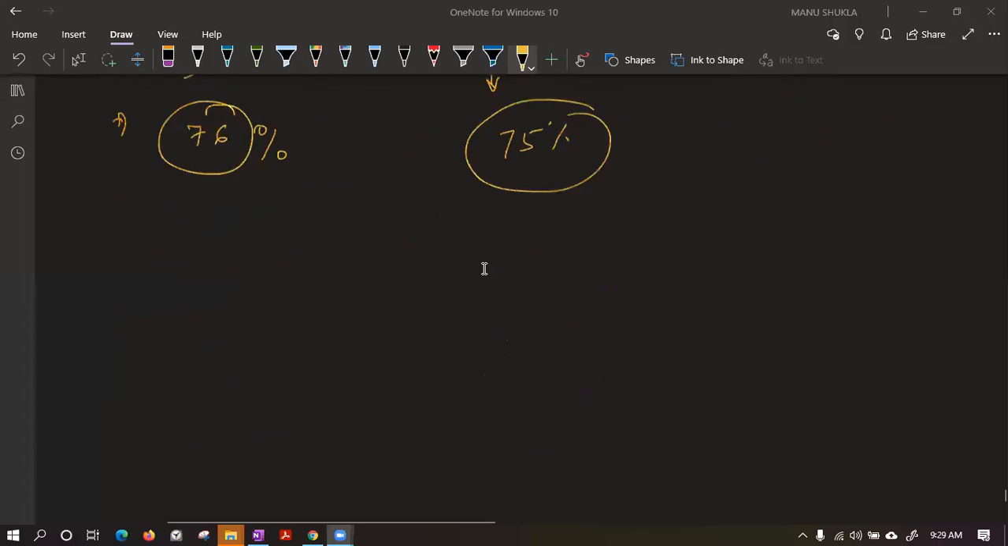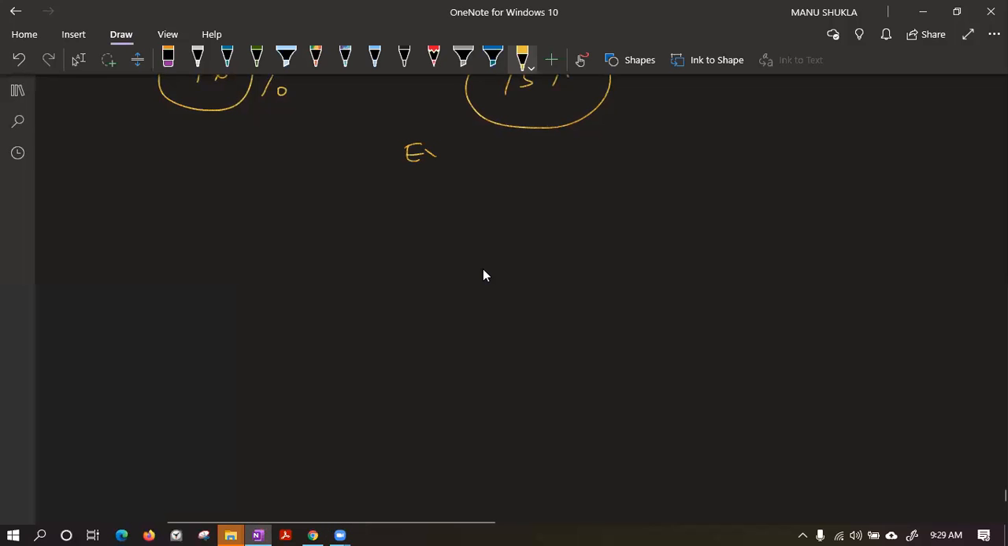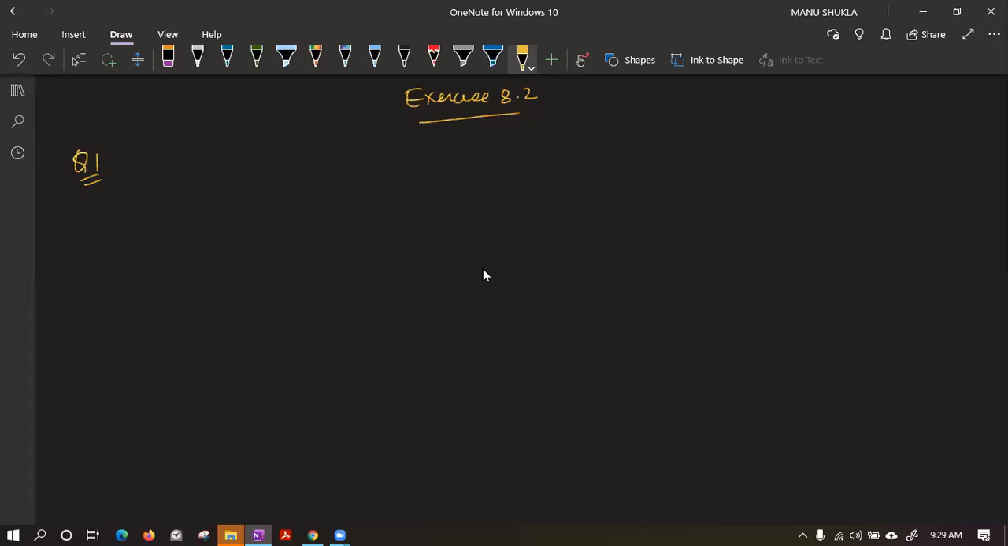Let's take exercise 8.2, question number 1. Convert the following fractional numbers to percent. This is very easy. Suppose we take one number as 3 by 40, part C. Class, please tell me, how will you convert this fraction into percentage?